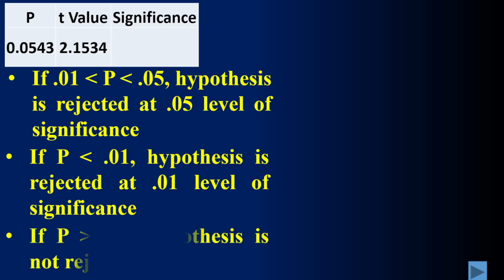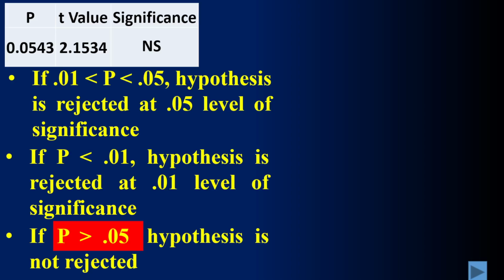Now see the third rule. The third rule is if p is greater than 0.05, hypothesis is not rejected. See, our probability value is 0.0543, that is greater than 0.05. So hypothesis will not be rejected, and in the column of significance we will write NS, not significant. We have written here NS, it is not significant. The difference is not significant.